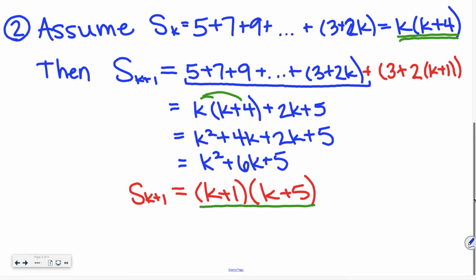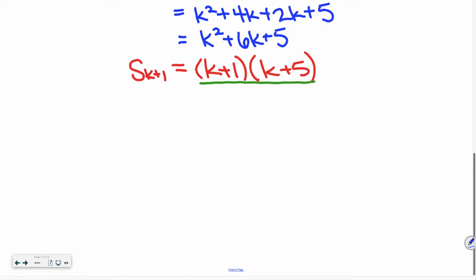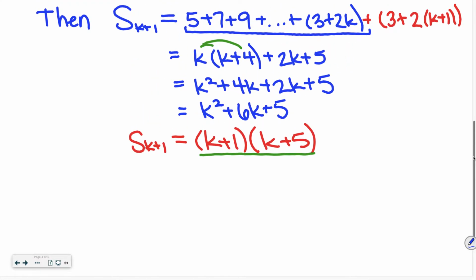You know what your work needs to get to, okay? Just make sure you have legitimate steps on your way there, okay? But we know that k squared plus 6k plus 5 should factor to this. That was our goal to get there. So now we can conclude that our formula does work.